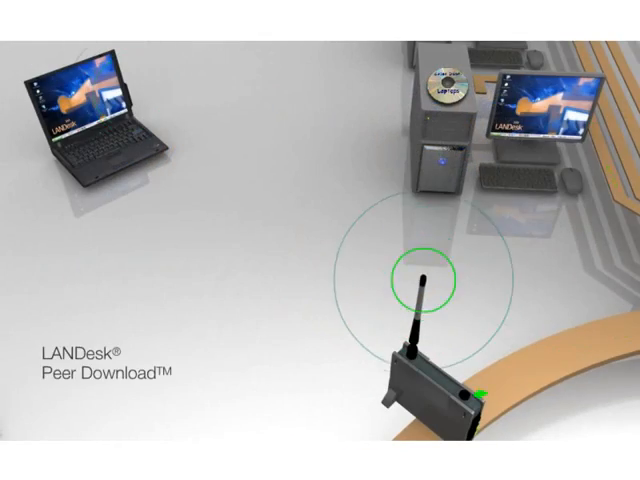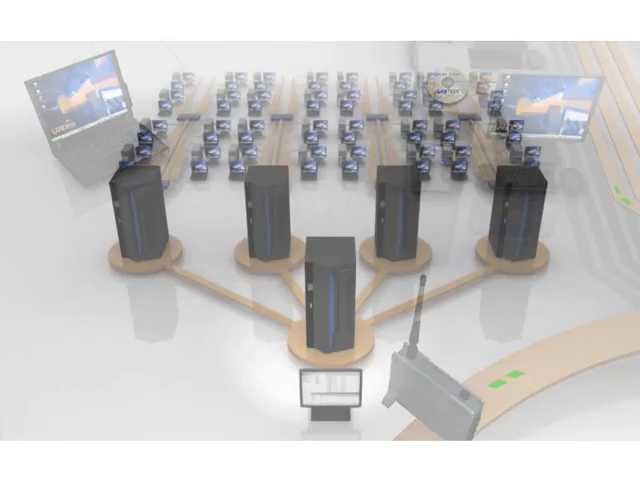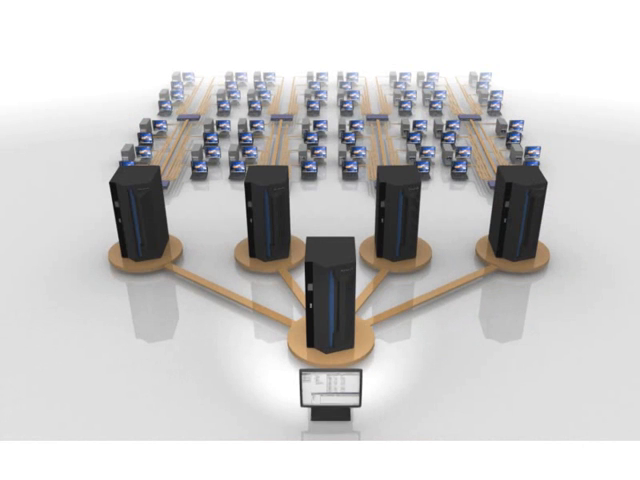Exclusive LANDesk Peer Download Technology enables computers to obtain packages from peers on the same subnet that have already received them, speeding application policy fulfillment while reducing WAN traffic. You simply won't find a better, more efficient solution for centralized automated software distribution.